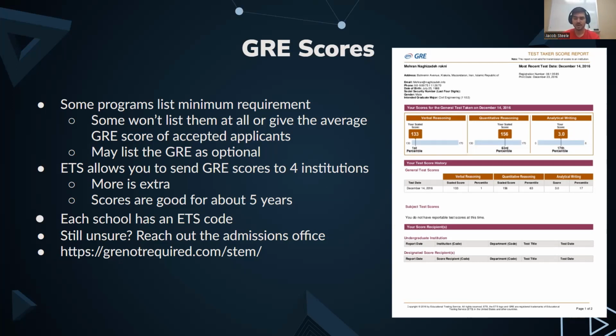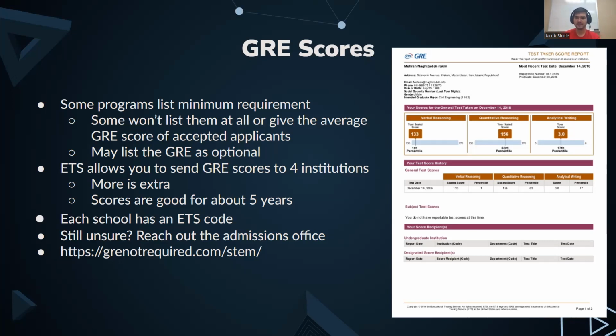ETS, which is the company that runs the GRE, allows you to send the GRE scores to 4 institutions for free. So it would be good to know who you're applying to when you get there, because after you finish the test, you can go ahead and send those out. More is extra. Scores are good for about 5 years. So if you do very well the first time, you can send those scores out. And for about a 5-year period, you can also retake this multiple times, and you can send whatever your highest test score is. Each school has an ETS code that you can use.